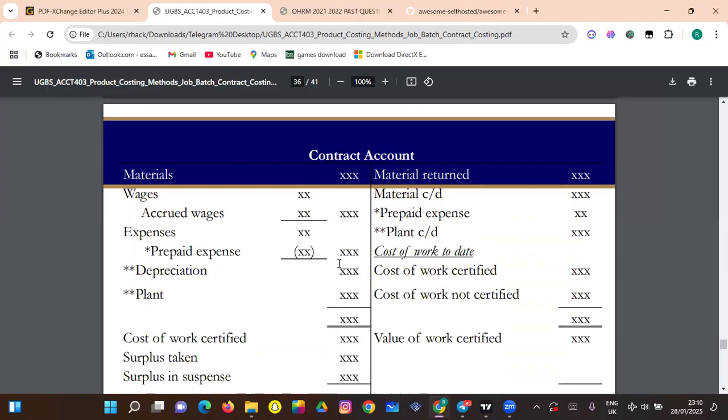So this is an example of a contract costing account where all expenses are debited: wages, materials, accrued wages, expenses, depreciation, and if we purchase any plant, it is debited. Then the materials that were used but didn't finish, the closing stock, is credited. The materials that have been returned are also credited. An expense that has been overpaid is credited. Then the value of the plant at the end of the period is also credited.